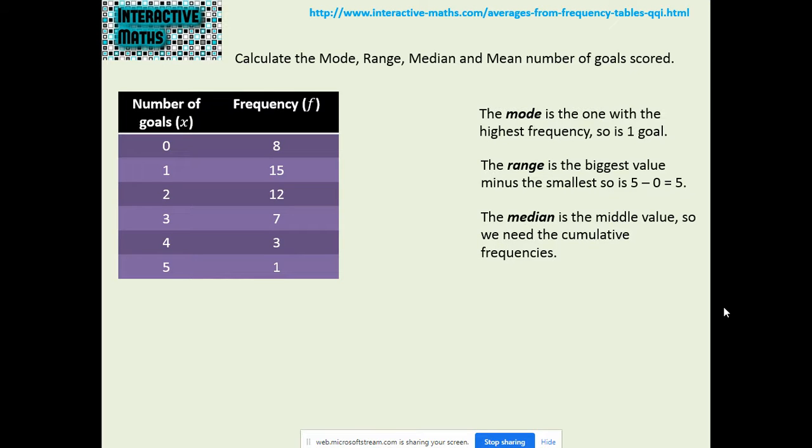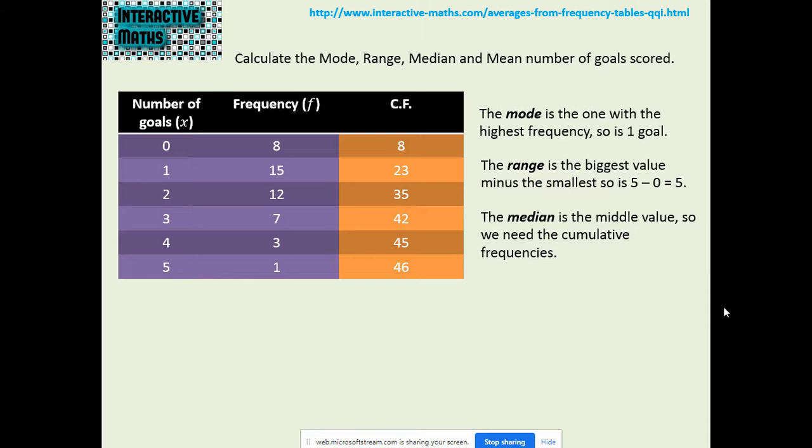Median now is the middle value. When you're trying to work out the median value, this is why we need to use our knowledge of cumulative frequency. What you're meant to do when working out the median from grouped data is, they don't tell you to do it, but they expect you to draw another column with cumulative frequency. So you just keep on adding them up. The first one's going to be 8, and then 8 plus 15 is 23. Then 23 plus 12, that's 35, and so on.